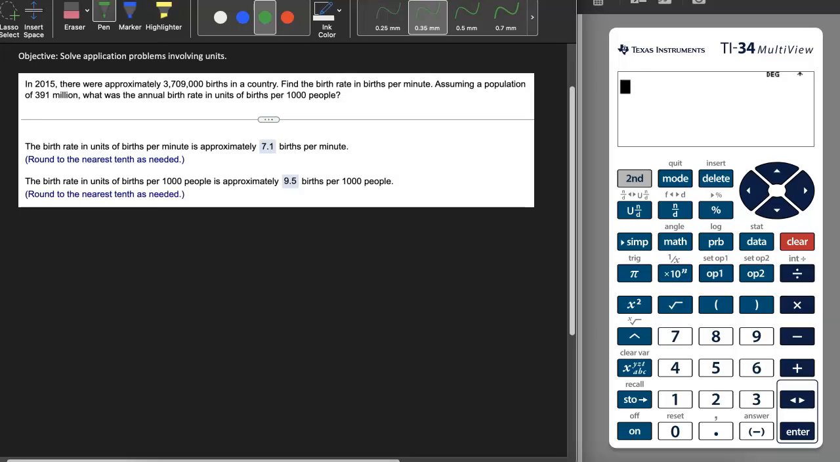In this example, we're going to use unit analysis to change what we're given, which is a number of births in 1 year, to a number of births per minute. That's the first part. So to do this, I'm going to first write what we're given, the number of births, and that's per 1 year. Just abbreviate that.